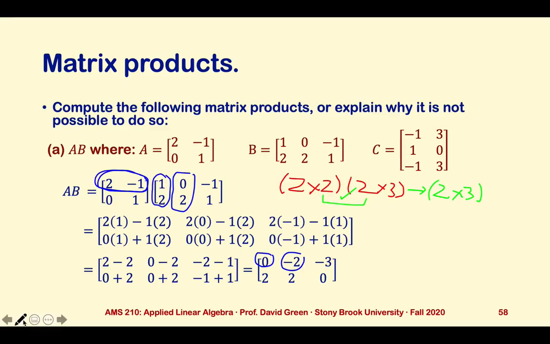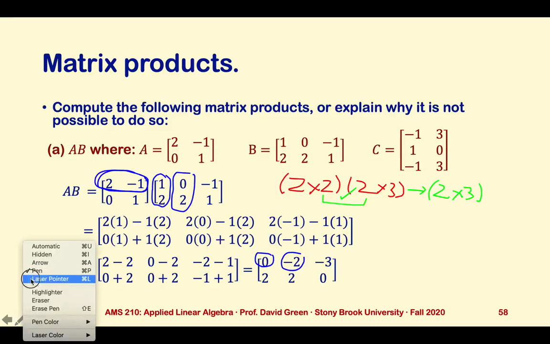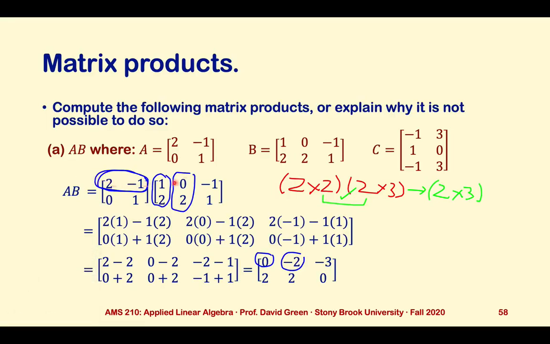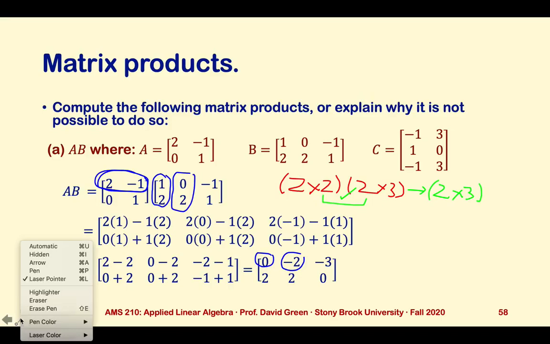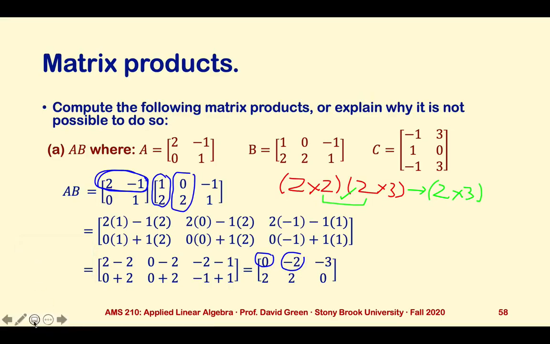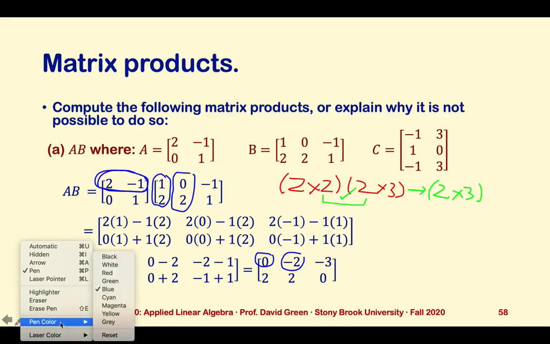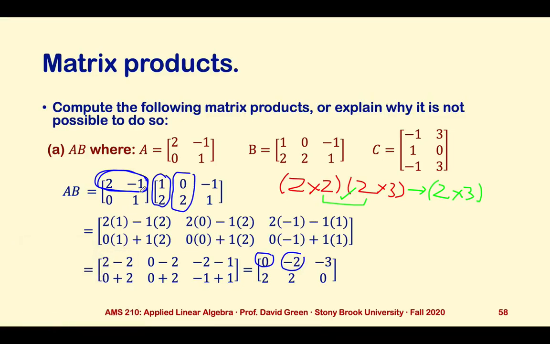Continuing this process, first row of A, third column of B. 2 times negative 1, negative 1 times 1 is negative 2 minus 1 is negative 3. That completes the first row of the product. To get the second row of the product, we start with the second row of A, and we do the same thing.